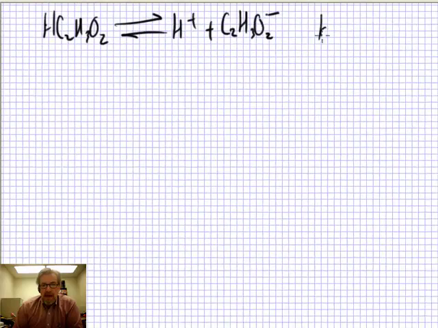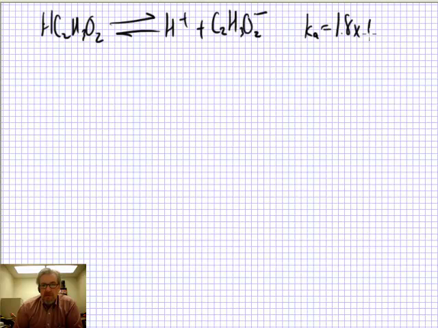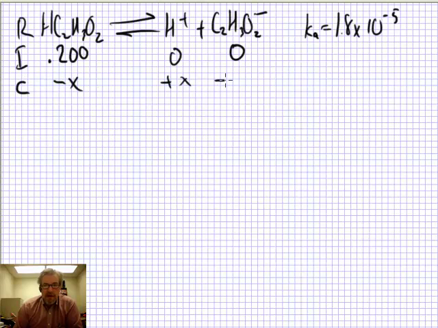Ka for the acid is known to be 1.8 times 10 to the minus 5, and we want to know what's the pH if we start out with a 0.2 molar solution of acetic acid. So in our I line of our RICE chart, we would put 0.200 for acetic acid, and then assuming that nothing is dissociated initially, those would be zeros. The change, stoichiometry is 1 to 1, so it's minus x, plus x and plus x, so that at equilibrium, 0.200 minus x is the concentration of acetic acid, and x will be the concentration for both acetate and H+.